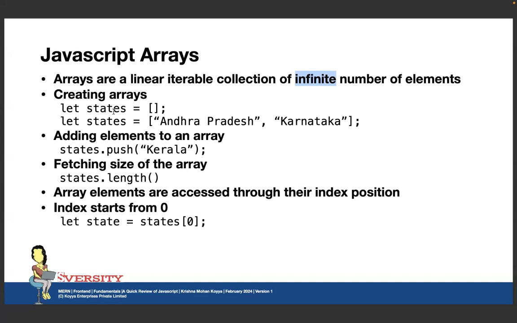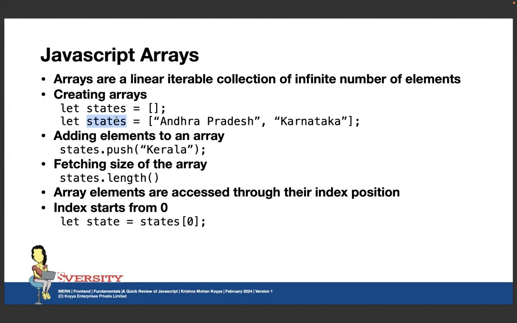So how do you create arrays? Let's say I am creating an empty array in this case. Just use square brackets for arrays. This is an empty array. Here it is an array with a couple of values. It is an array with initialized values, 2 values here.